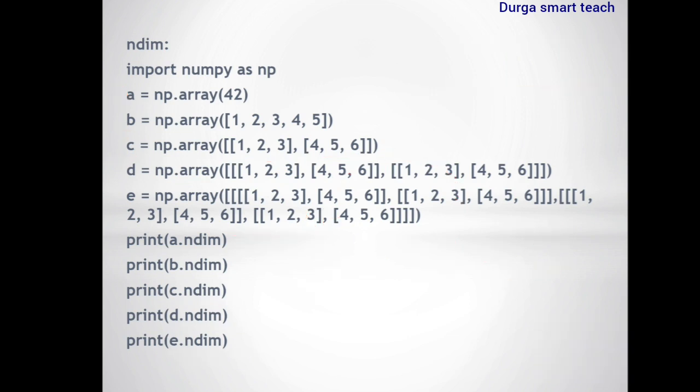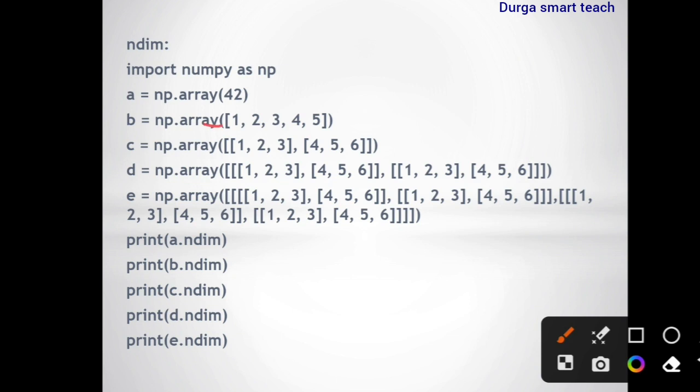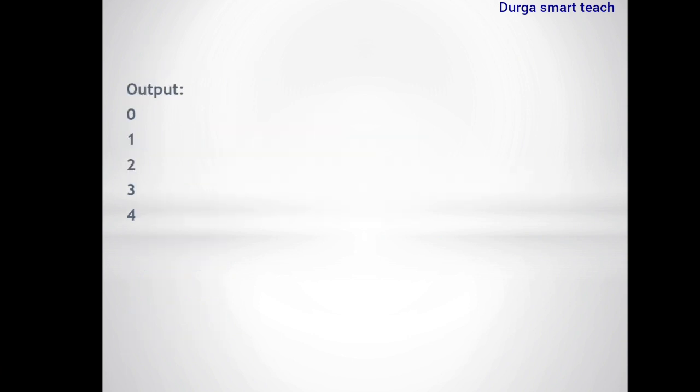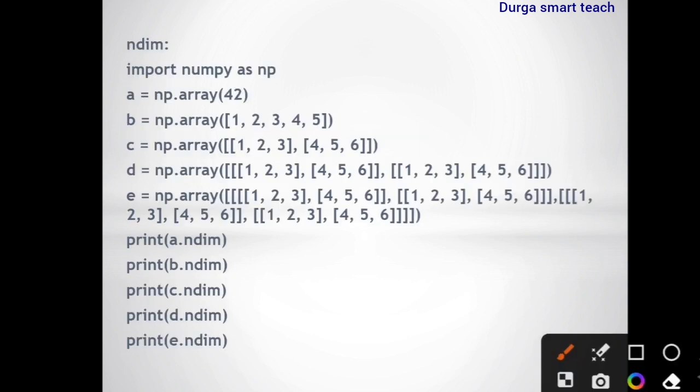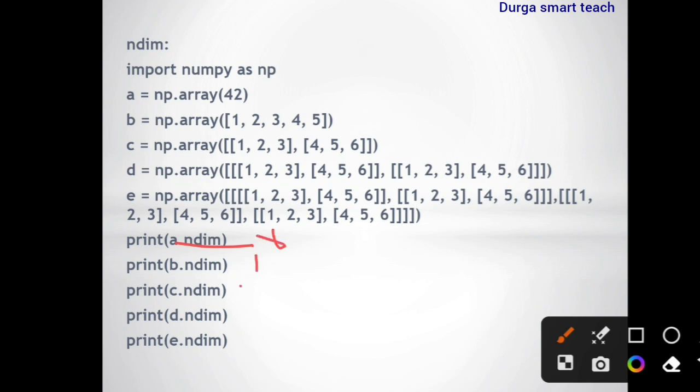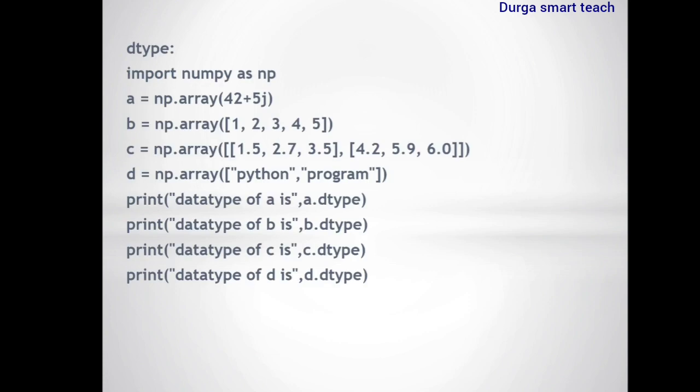You can remember, one dimensional contains only one subscript, starting one, ending one. Two dimensional contains two subscripts at the start and two at the end. Three dimensional, three subscripts. Four dimensional, four subscripts. This is just for indication purposes. So here the output: a is 0, b is 1, and so on. It will display the dimensions.